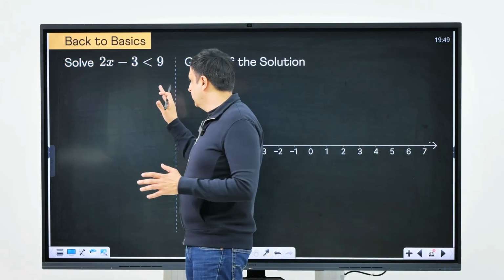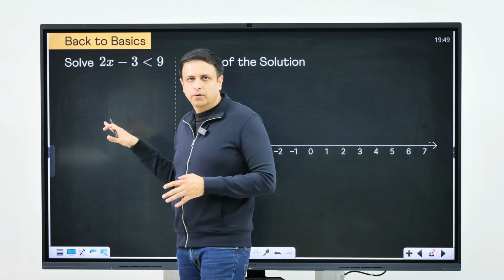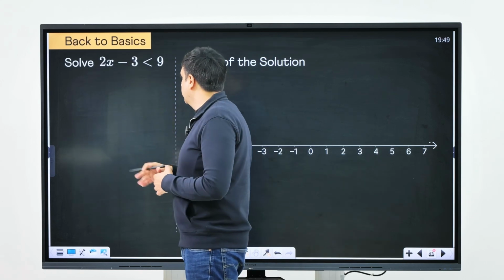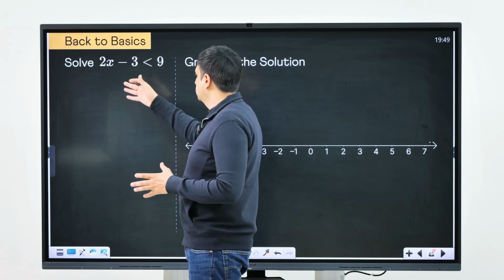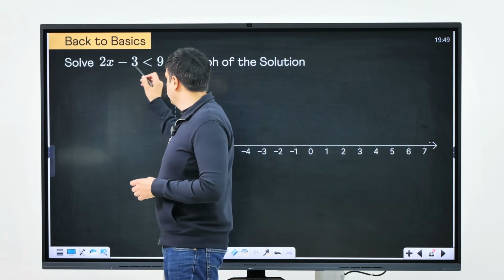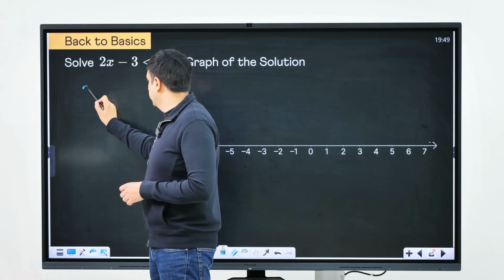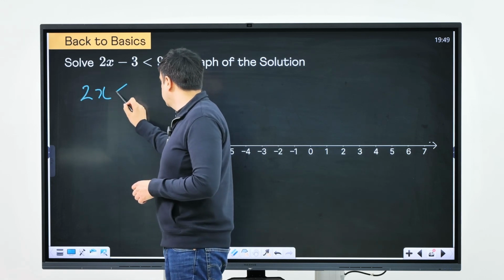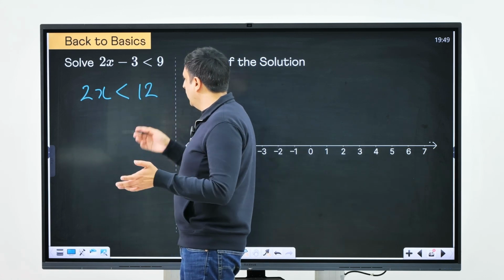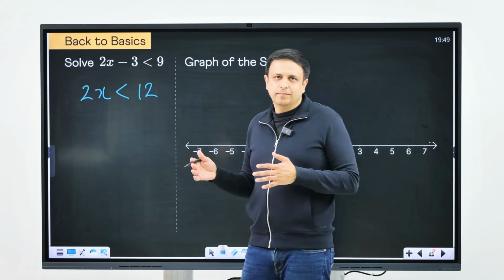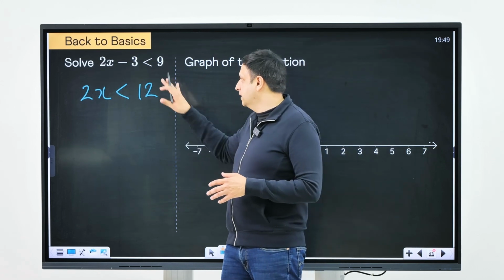Well, it's actually very similar to solving linear equations. We have to isolate the variable and then find the set of values that it can take. So 2x minus 3 is less than 9. So let's add 3 on both sides. So that will give us 2x less than 9 plus 3 or 12. And remember that if you add the same thing on both sides of an inequality, that inequality will still hold.